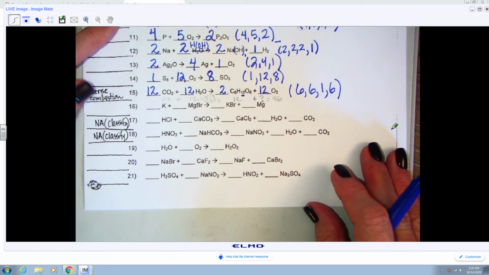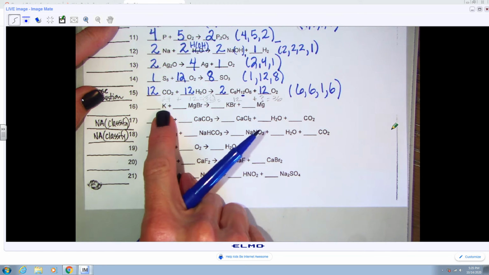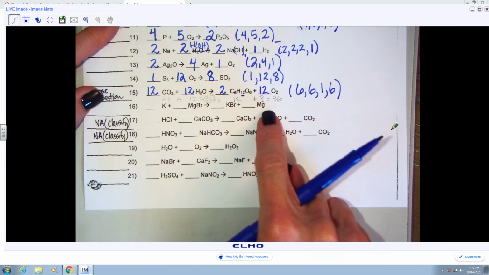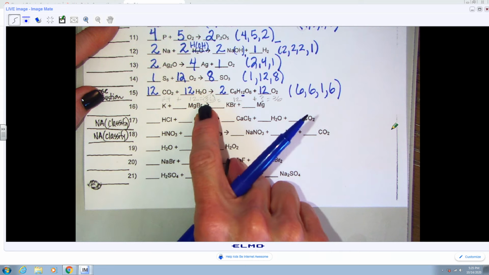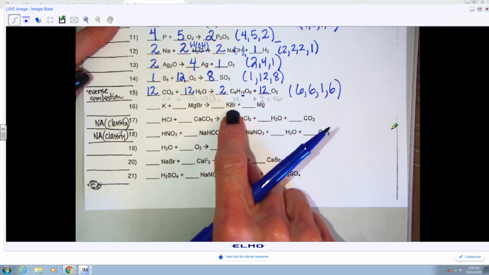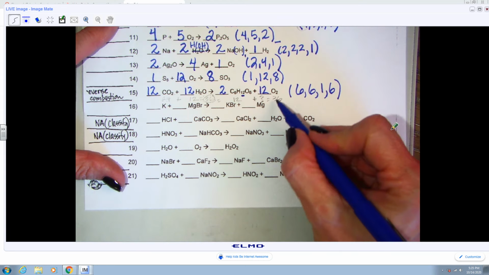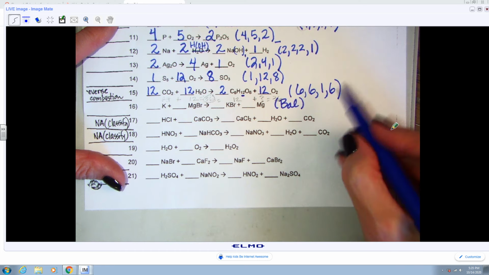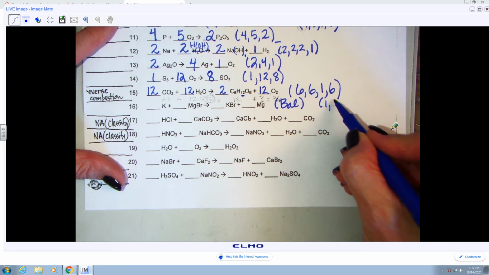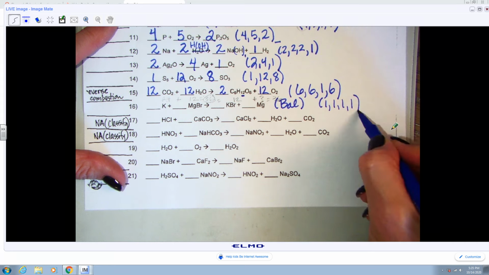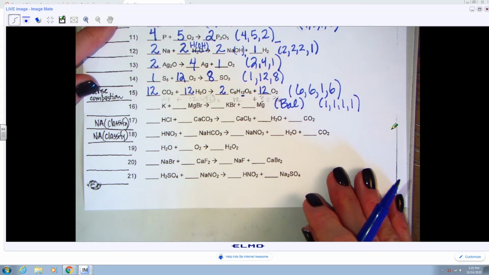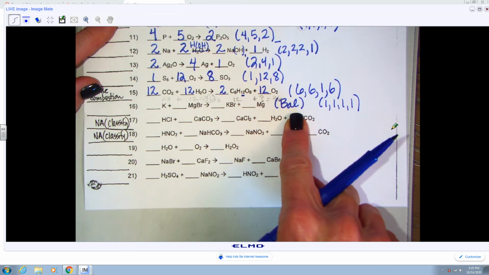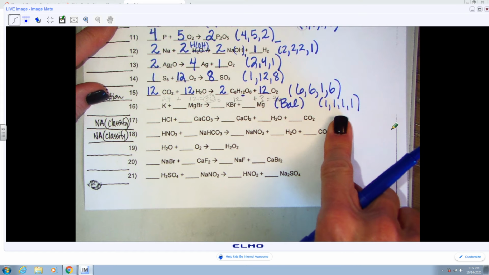All right, let's look at number 16. 1 potassium, 1 potassium, 1 magnesium, 1 magnesium, 1 bromine, and 1 bromine. Guess what? This one's already balanced. So in that case, you can just put BAL to the side, or you could just put 1, 1, 1, 1. There are 4 coefficients needed. If you think it's already balanced, please either write BAL or 1, 1, 1, 1.